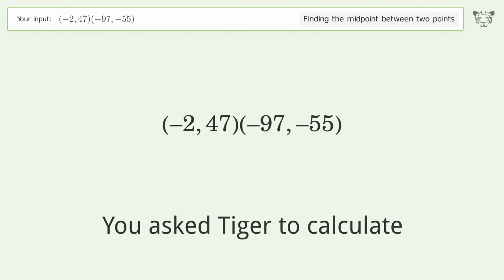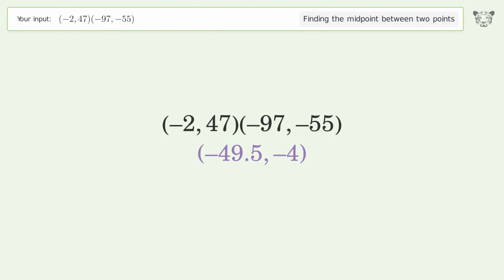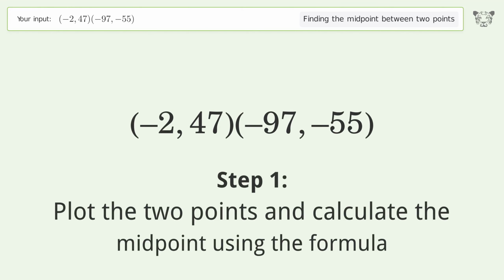You ask Tiger to calculate. This deals with finding the midpoint between 2 points. The midpoint between the 2 points is -49.5, -4. Let's solve it step by step. Plot the 2 points and calculate the midpoint using the formula.